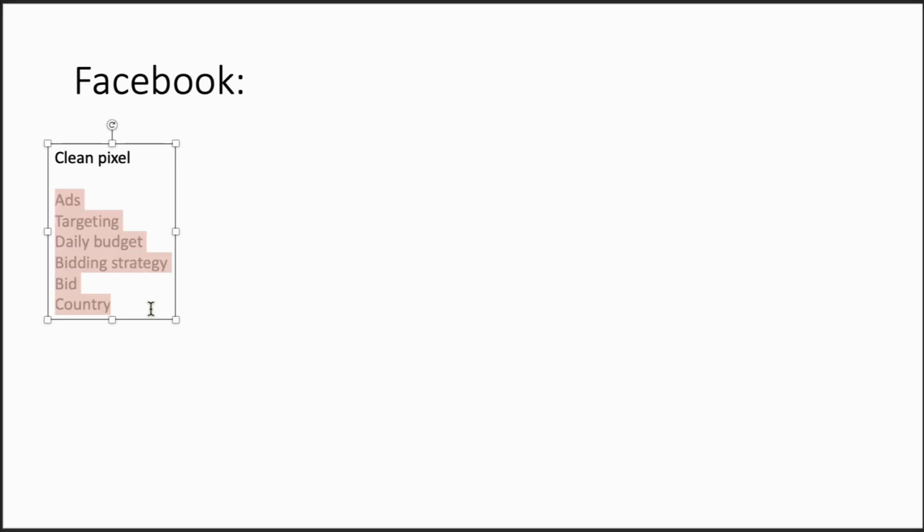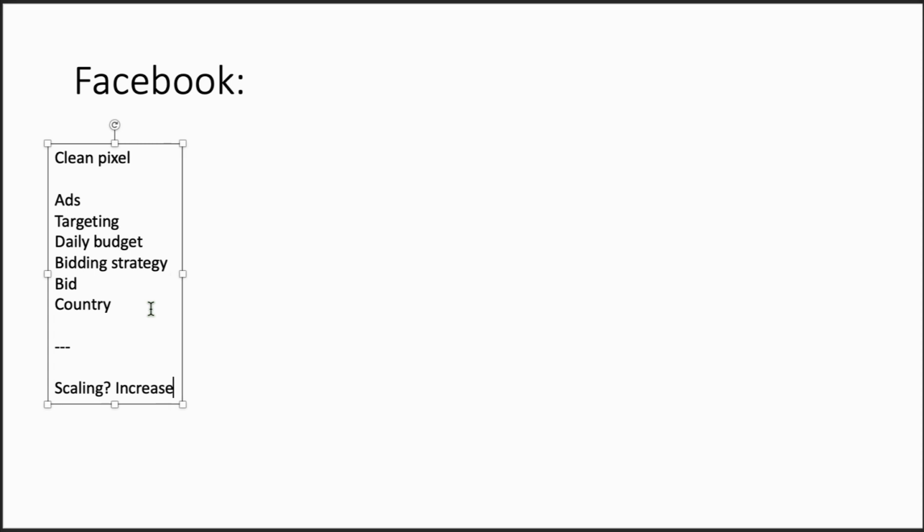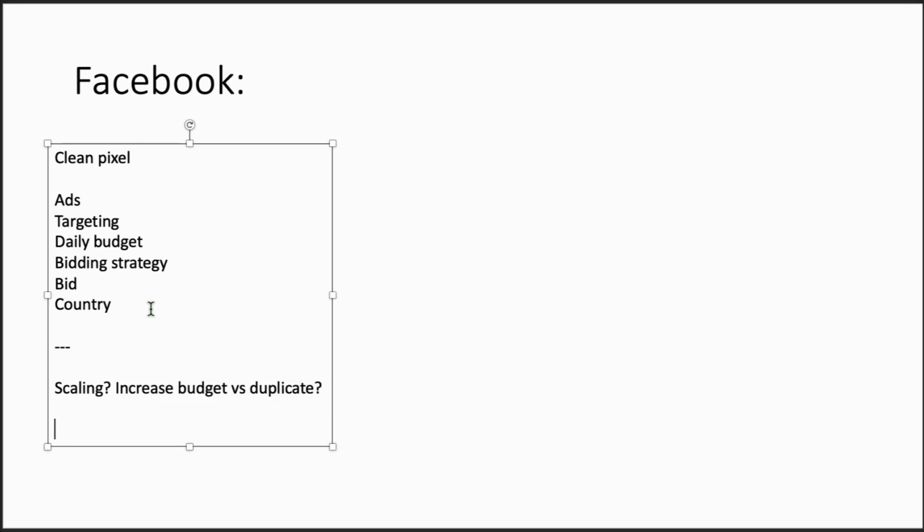Right, those are the important things to focus on Facebook. Okay, now there are other intangible things. The question is how do we scale, right? Do we increase the budget or duplicate? It seems that increasing the budget always messes up the ad set, always.